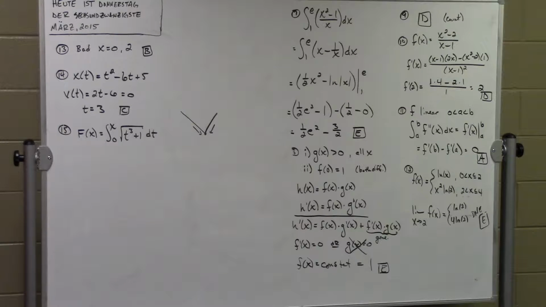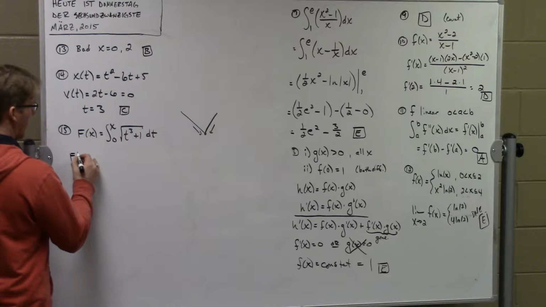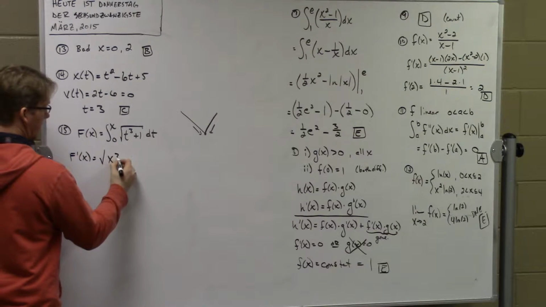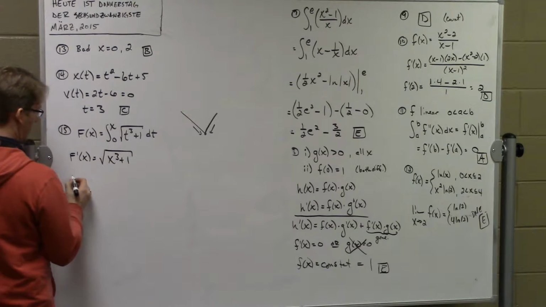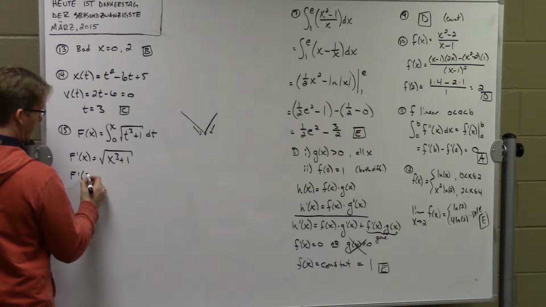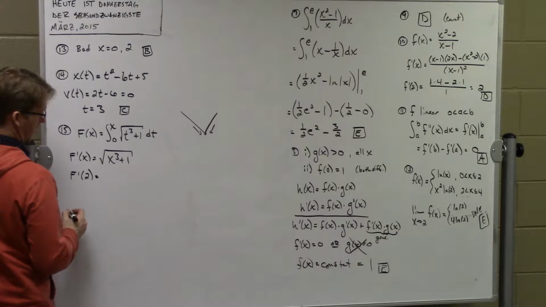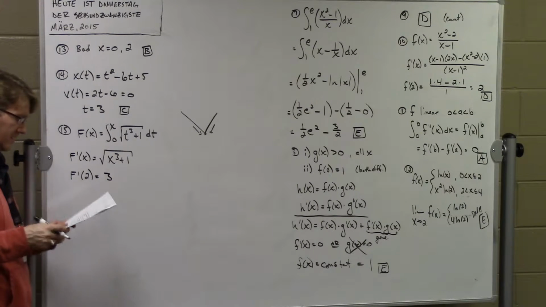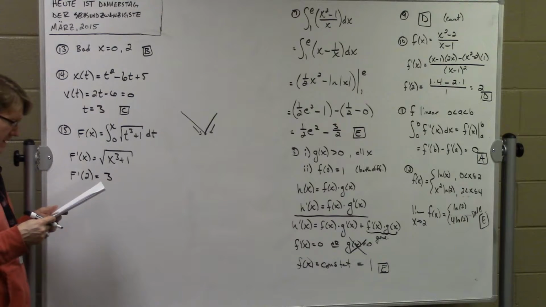You trade out the t's for the x's. Okay, that's step 1: trade out t's for x's, then take the derivative, then plug in 9 into the square root of x cubed plus 1. So big F of 9, bam. Square root of 9, 3, bam.